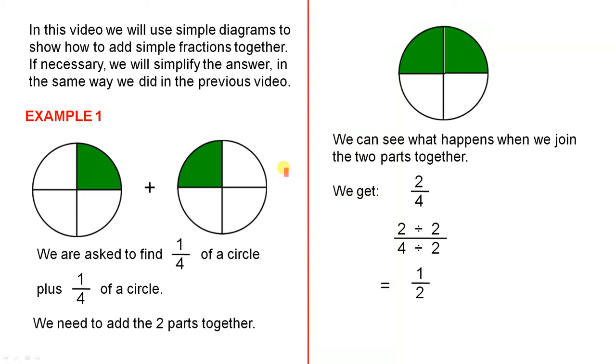So the first example, we have a circle here with a quarter of the circle shaded, and here we have another circle with a quarter of the circle shaded. We are asked to find 1/4 of a circle plus 1/4 of a circle. The reason we say that is we have this plus sign here. We need to add the two parts together. We can see what happens when we join the two parts together. So basically that part there and that part there have been joined together and we get the two parts.